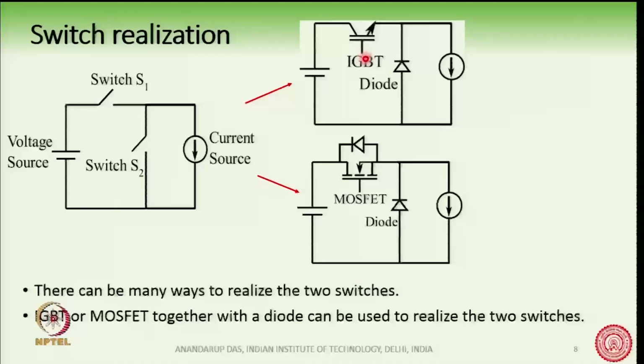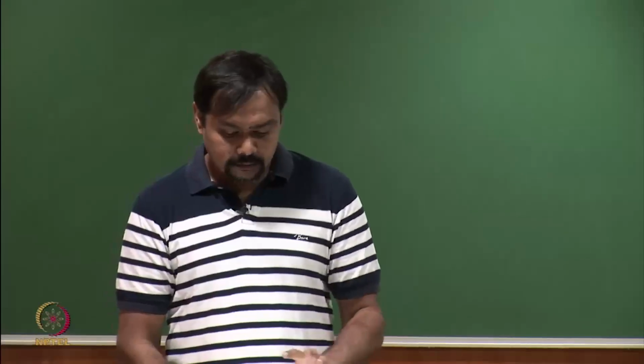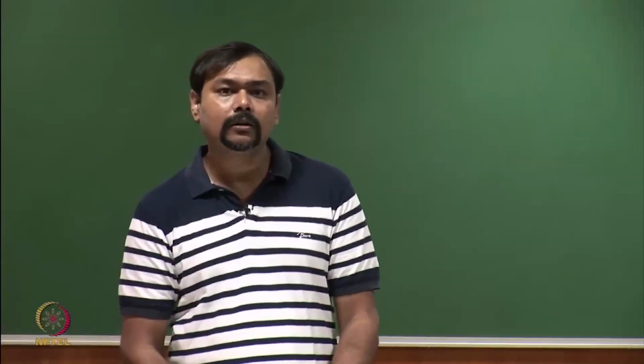For example, you can see on this circuit, we have realized it using an IGBT and diode. Switch S1 here is replaced by an IGBT, switch S2 is replaced by the diode. In this lower circuit, you can see switch S1 is replaced by the MOSFET, switch S2 is replaced by the diode, and we have the voltage source on the left and the current source on the right. This is one way of realizing this circuit using IGBT or MOSFET.